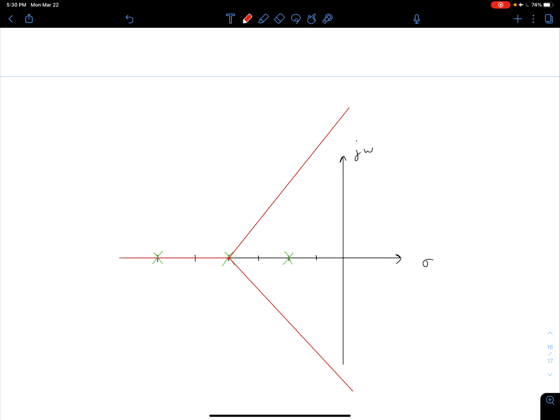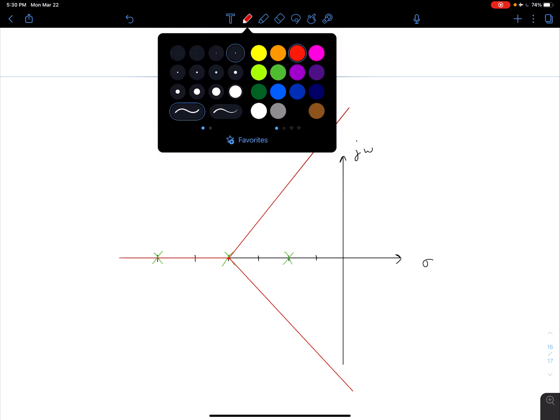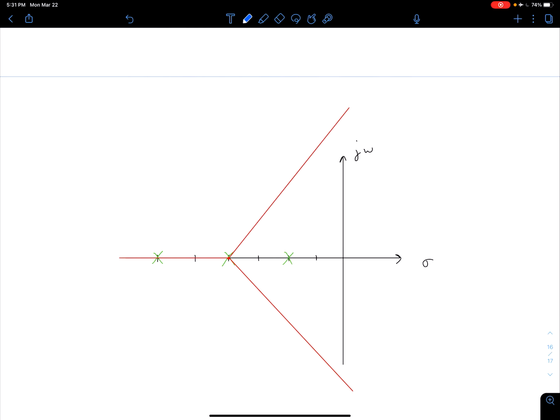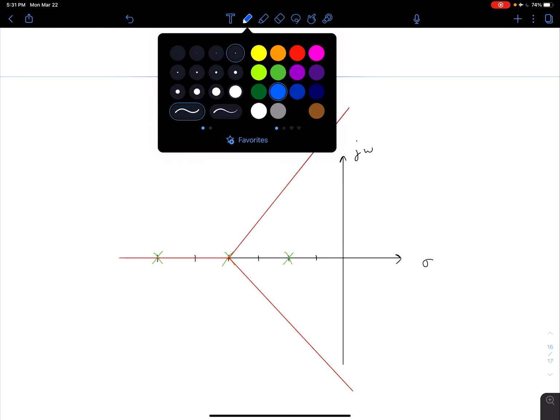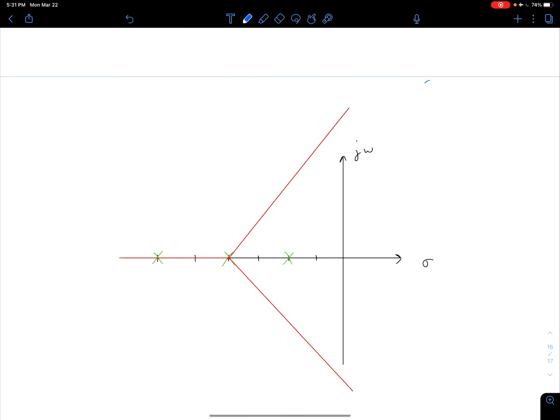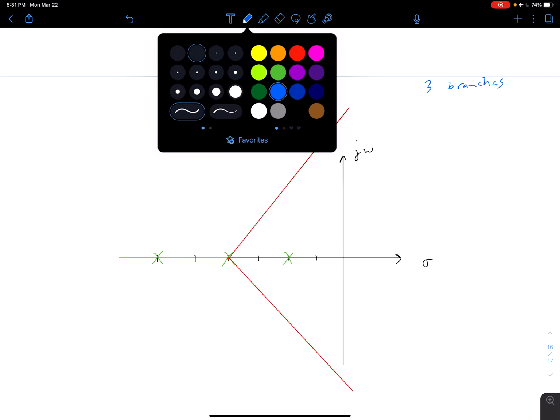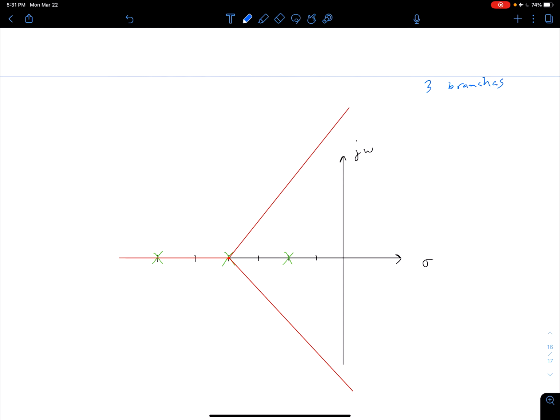All right, so now let's consider all of our rules as we sketch our root locus. So our first rule says that the number of branches has to equal the number of our closed loop poles. So in this case, we would have 3 closed loop poles, so we're going to have 3 branches. So let me just write that over here as what we're expecting. So we're expecting 3 branches. Our second rule says that we have to have symmetry about our real axis. So whatever we do has to be symmetrical about that sigma axis right there. And so we'll check that as we go along.